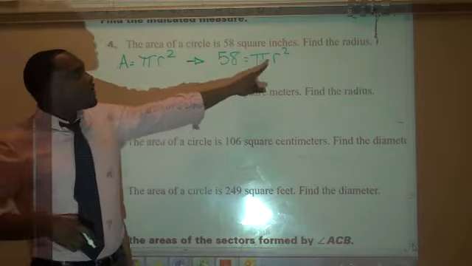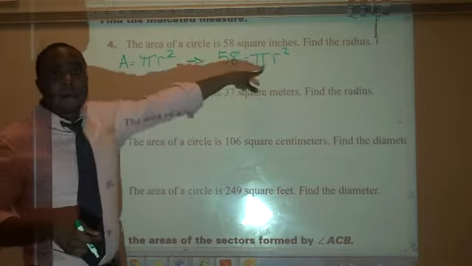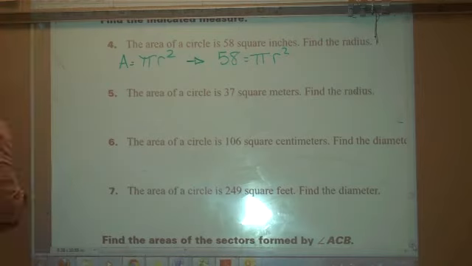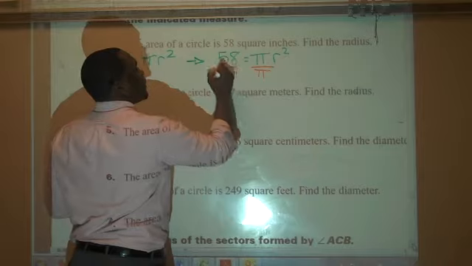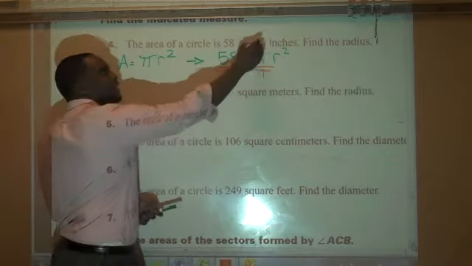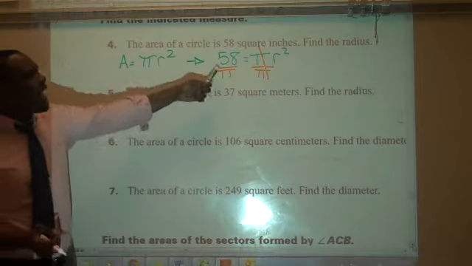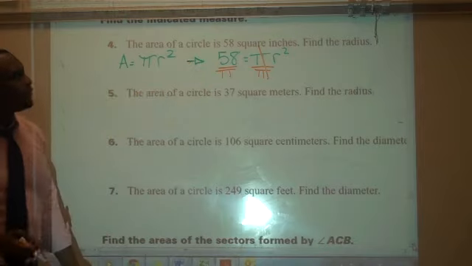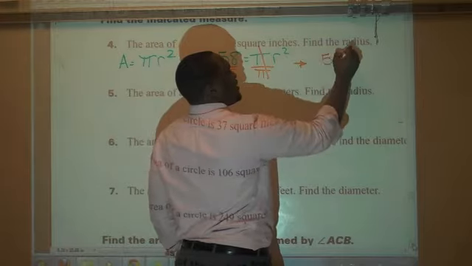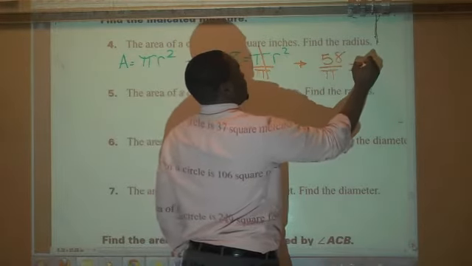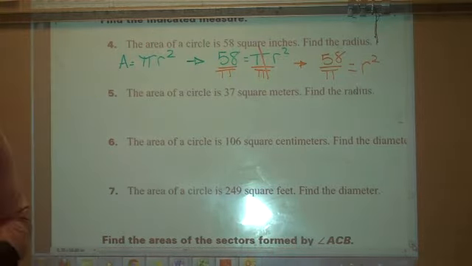Right now, this r squared is being multiplied by pi. So, I have to use the inverse operation. I have to divide by pi on both sides. When I divide by pi over here, these cancel because pi divided by pi is going to be 1. So we can say those cancel out. And so I have 58 over pi on this side. My last step. 58 over pi is going to be equal to r squared.